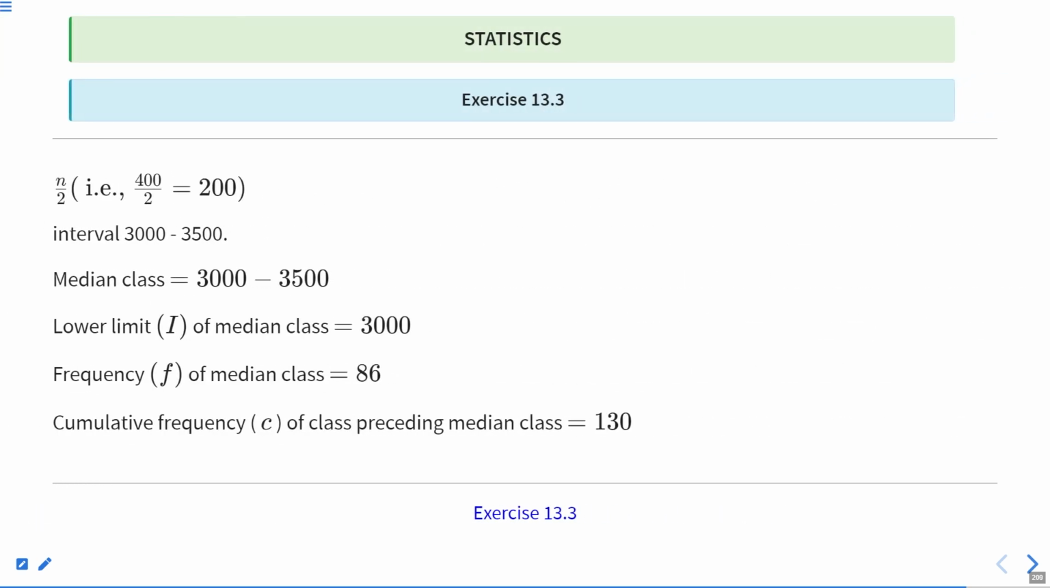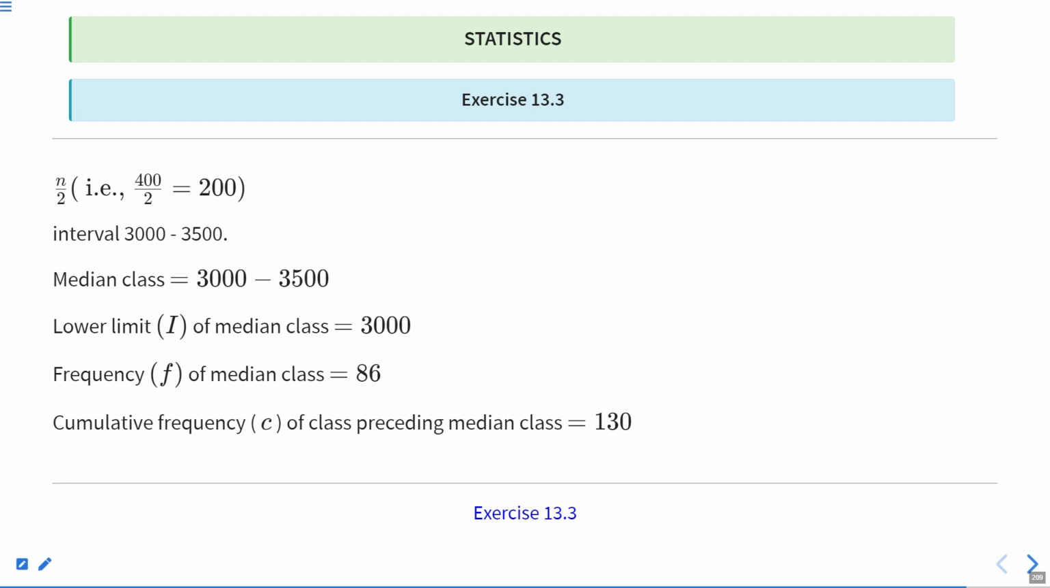Okay, that is 400 by 2 is equal to 200, and here the interval 3000 to 3500 is actually just greater than n by 2. So median class is equal to 3000 to 3500. Okay, so lower limit of median class is equal to 3000, and frequency f of median class is equal to 86.